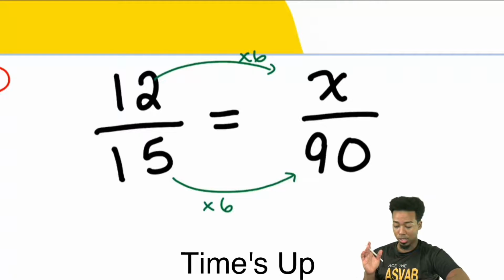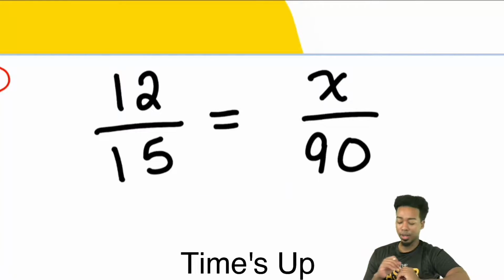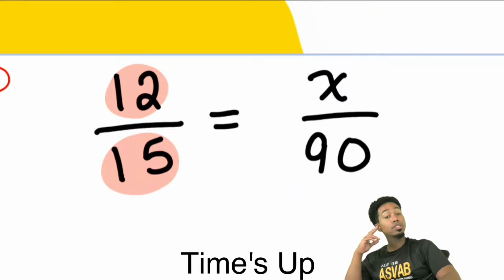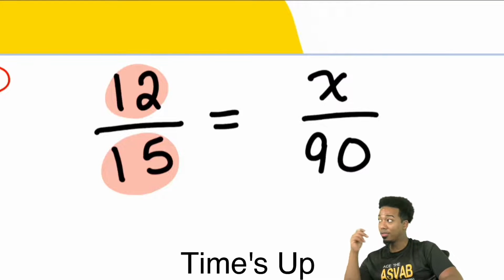That's okay, because you can still, let me back it out, because that was the absolute fastest way. But what you can do still is this. You can simplify the fraction. The 12 and the 15, you can simplify that. Everybody, 12 and 15 are both divisible by what?